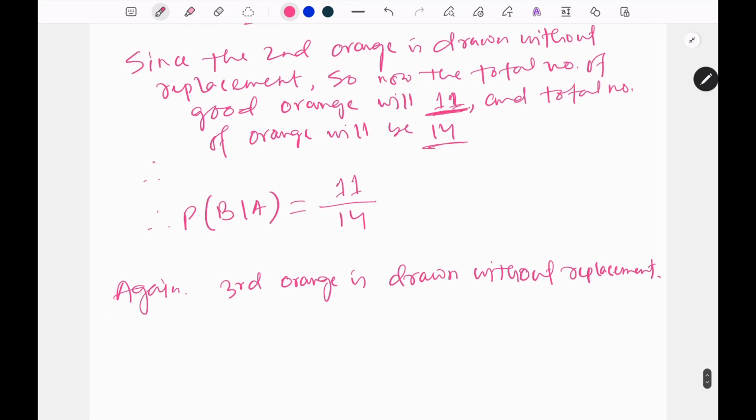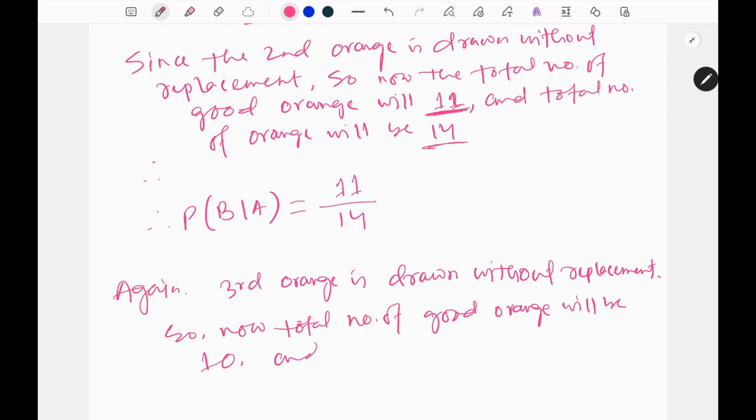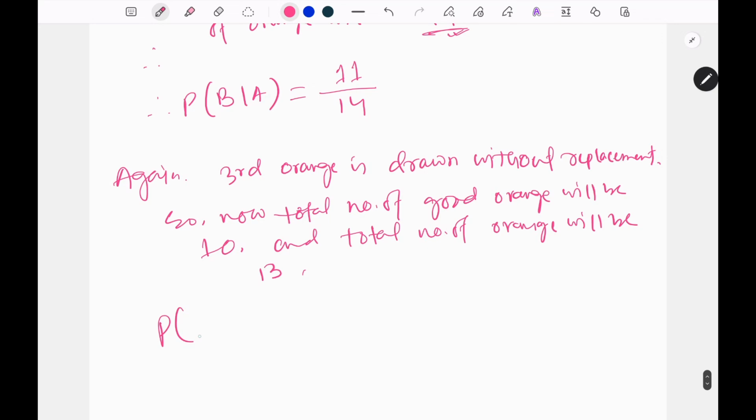So how many good oranges are left? 10. So now the total number of good oranges will be 10, and the total number of oranges will be how much? We have drawn another orange from these 14, so the total number of oranges will be 13.